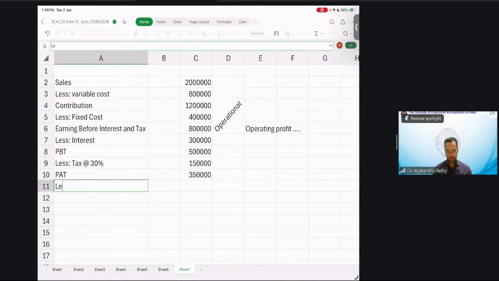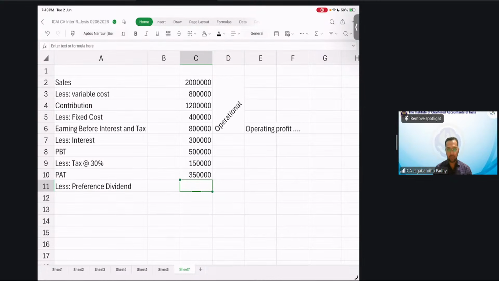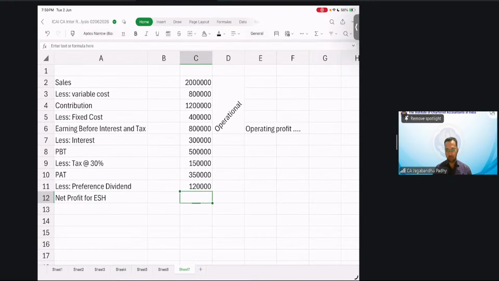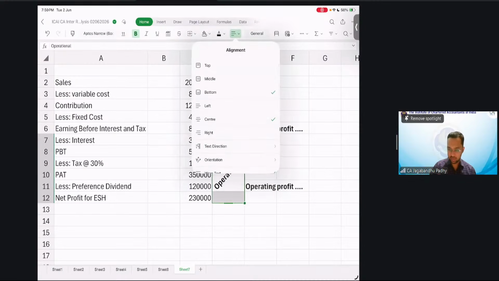From this PAT, we will subtract preference dividend. Let's say preference dividend is 1,20,000. So what's the net profit for equity shareholders? It is 3 lakh 50 minus 1 lakh 20, which is 2 lakh 30,000. Now, remember this particular portion that we have, that is, up till this stage.